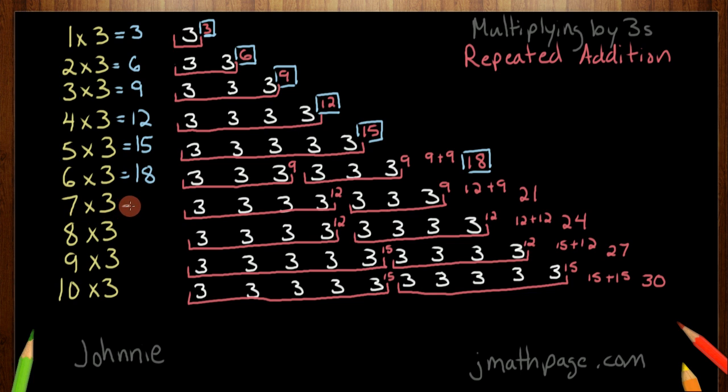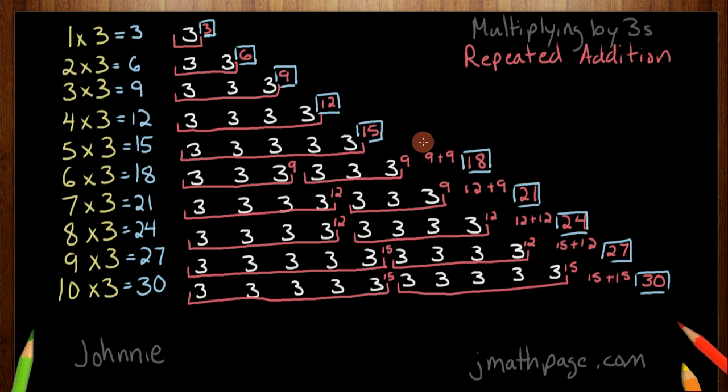7 times 3 equals 21. 8 times 3 equals 24. 9 times 3 equals 27. One last one. 10 times 3 equals 30.